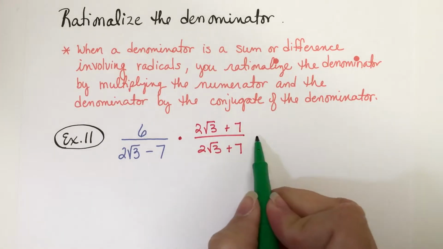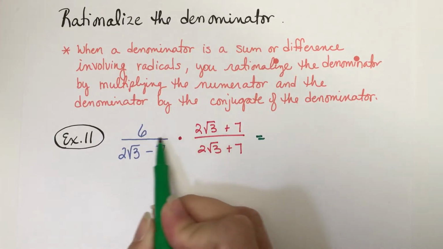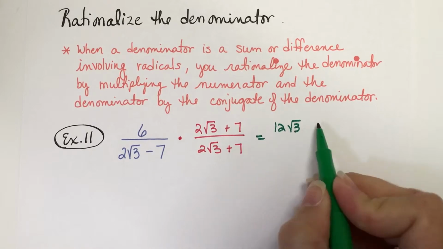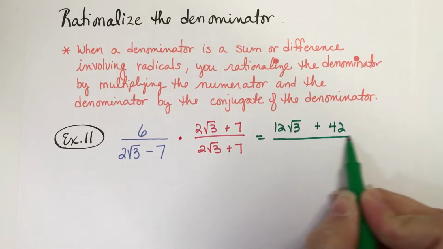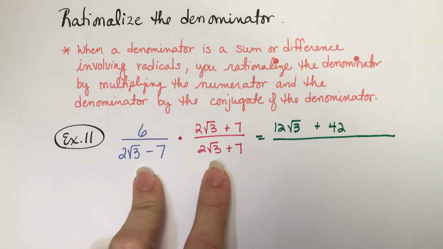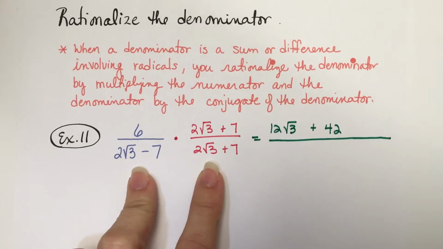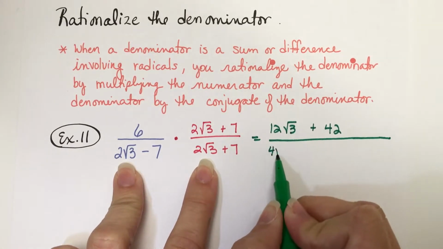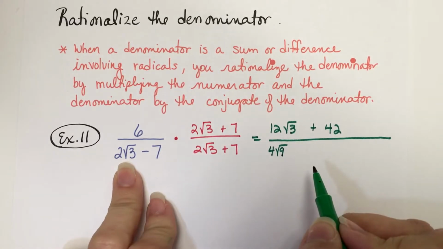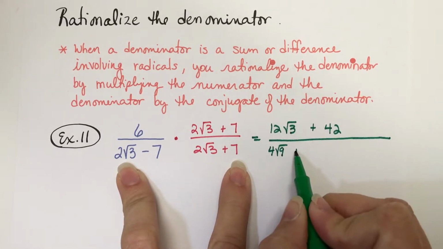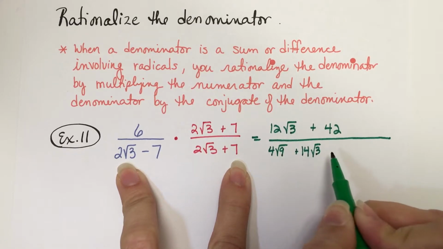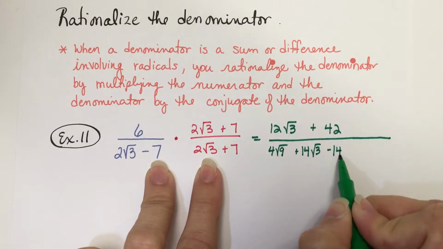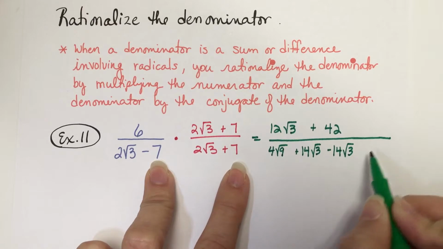All right, so we're going to multiply these two fractions together. Across the top, this would be just the distributive property. So 6 times 2 square root 3 would be 12 square root 3, and then you would have 6 times 7, which is 42. Now, when you go to multiply your denominators, this is going to be the full method, just like what we did just a few minutes ago. So when I do 2 square root 3 times 2 square root 3, I want to have 4 square root 9. And then 2 square root 3 times 7, that would be 14 square root 3. And now I've got to do negative 7 times 2 square root 3. And last would be negative 7 times 7.